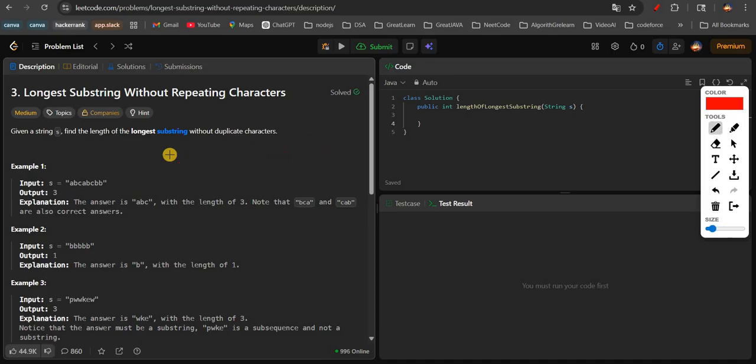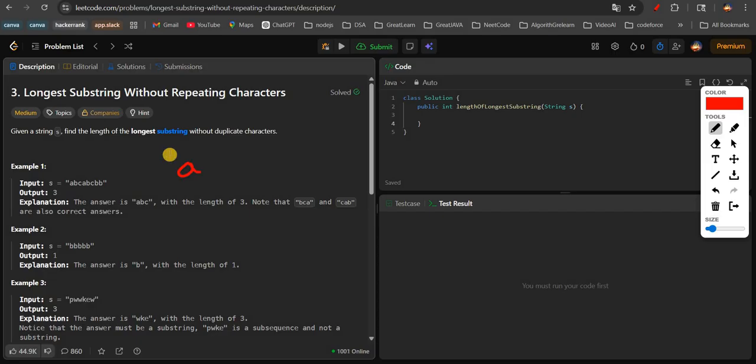After that, now let's see the problem statement. Given a string, find the length of the longest substring without duplicate characters. They have given one string. What we have to do? We have to find the length of the longest substring. The substring must not contain a duplicate character.